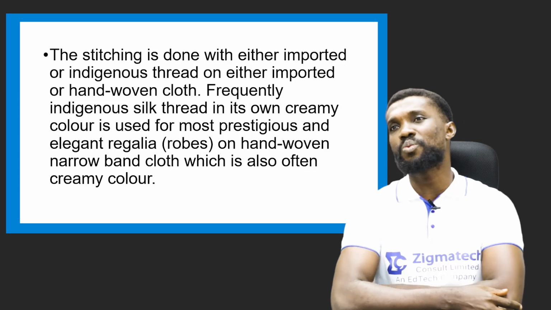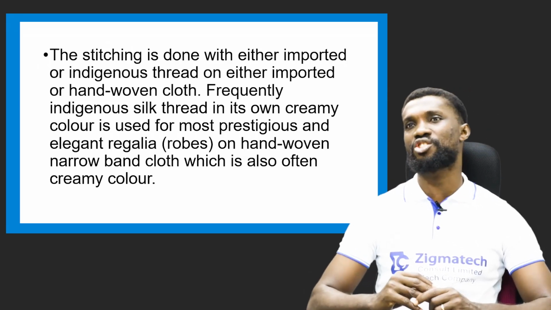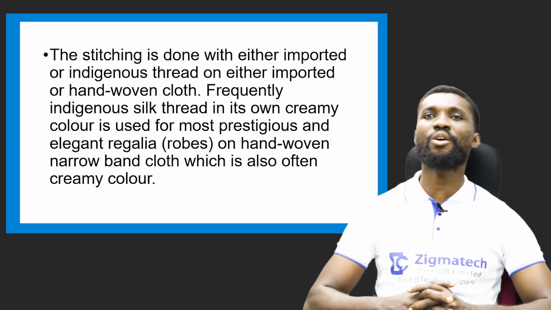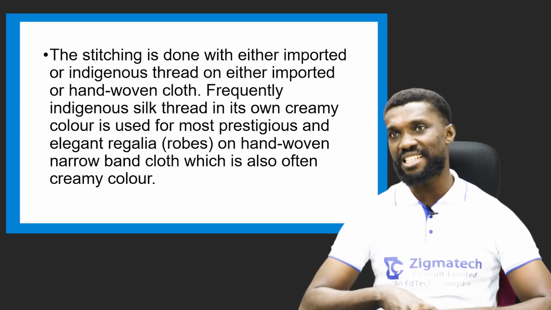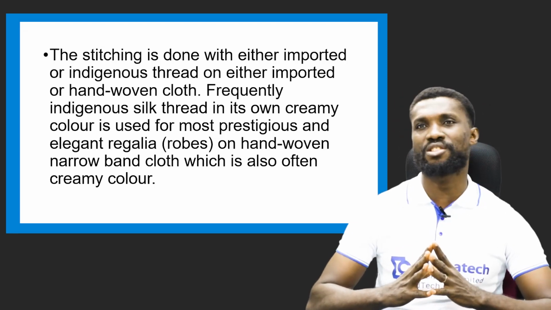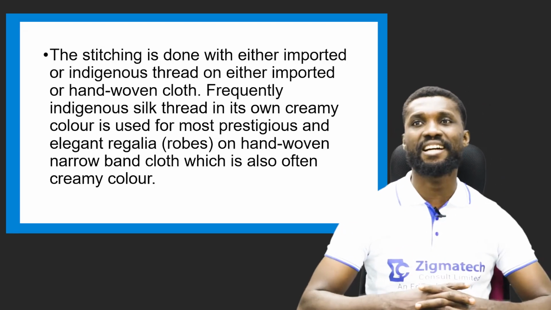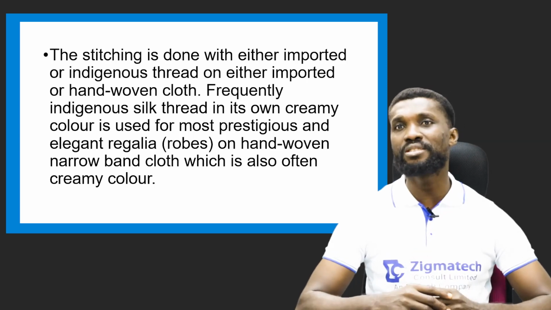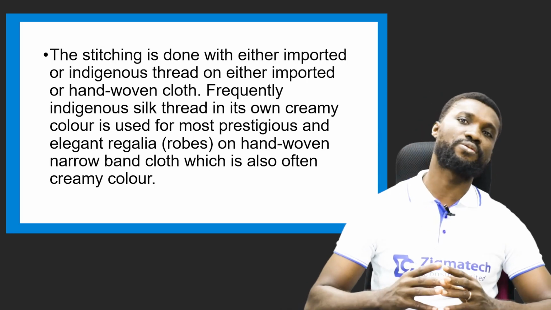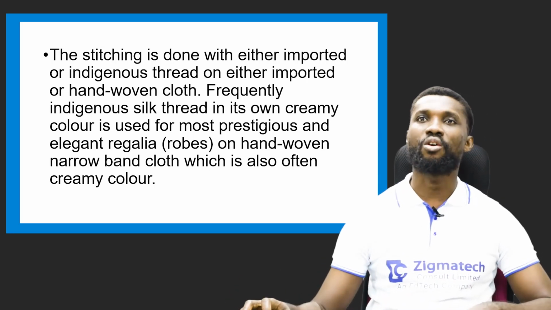Now, the stitching is done with either imported or indigenous thread, on either imported or hand-woven cloth. Frequently, indigenous silk thread in its own creamy color is used for the most prestigious and elegant regalia or robes on hand-woven, narrow-band cloth, which is also often creamy in color.